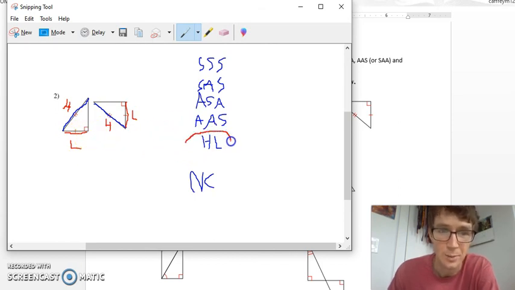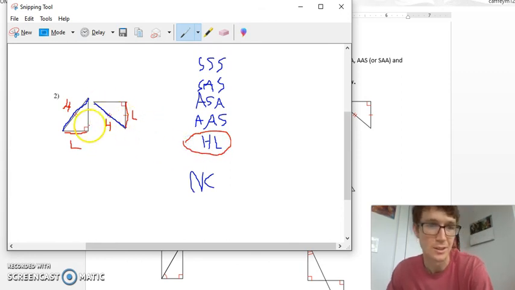So I didn't really do as much of a process of elimination for this one, but just keep in mind you're looking for the hypotenuse and the leg when you see a right triangle. And if you can see that, you can kind of jump straight to the answer.